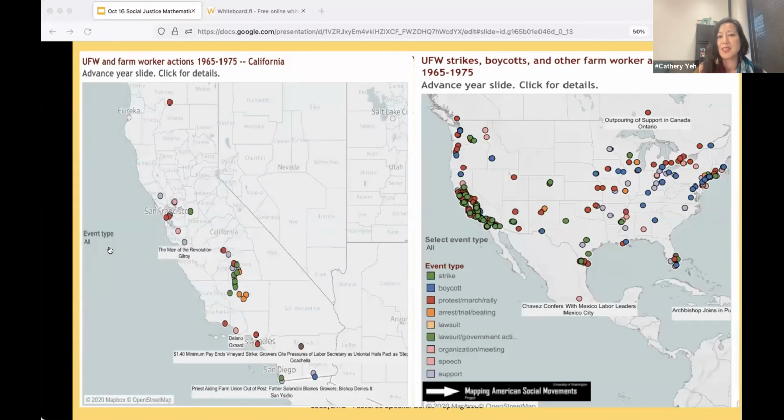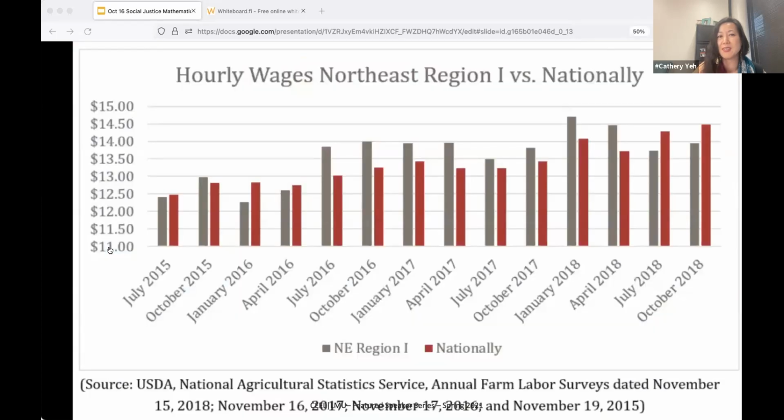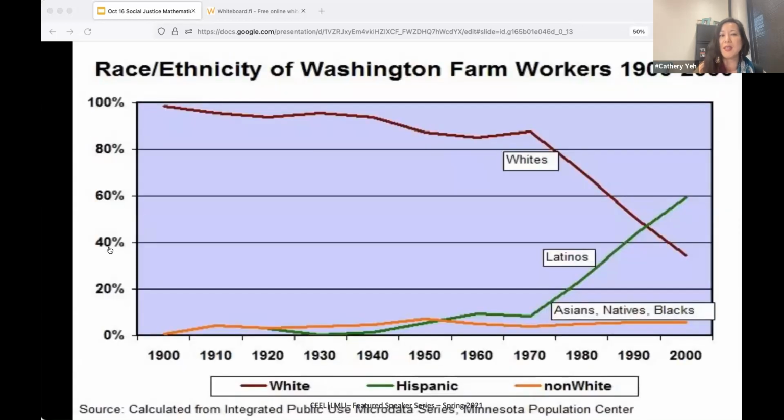The Delano grape strike inspired people around the nation and in Europe to join and support. It later led to the passage of the California Agricultural Labor Relations Act, providing collective bargaining power for farm workers statewide. Look at how it took place across the country. Look at these images. And here's some of the data around hourly wages and their change over time, and also the racial and ethnic background of our farm workers along the Pacific coast.